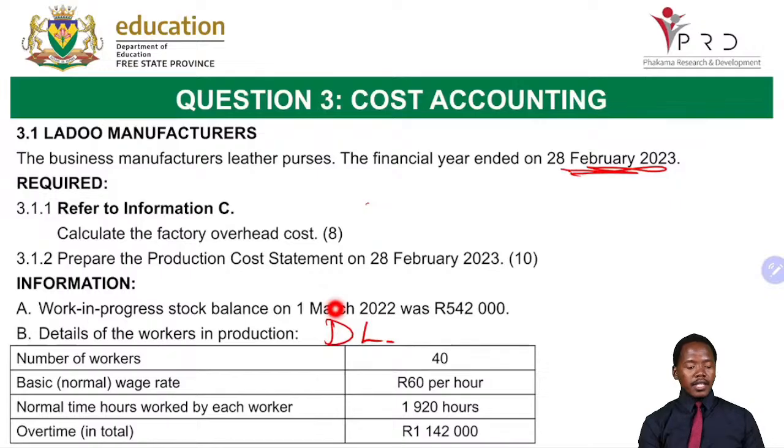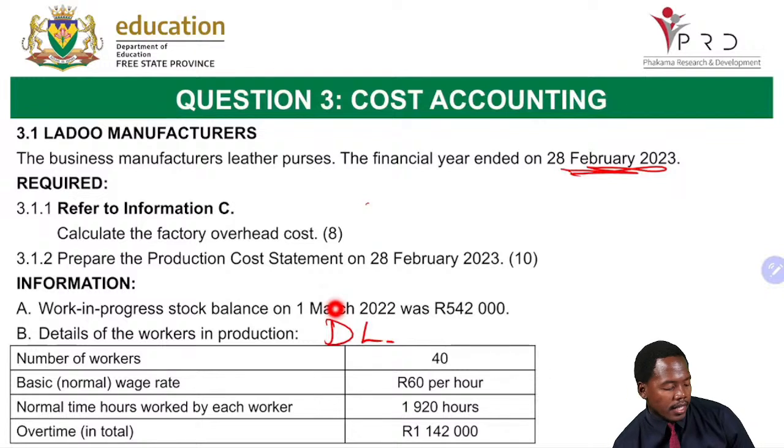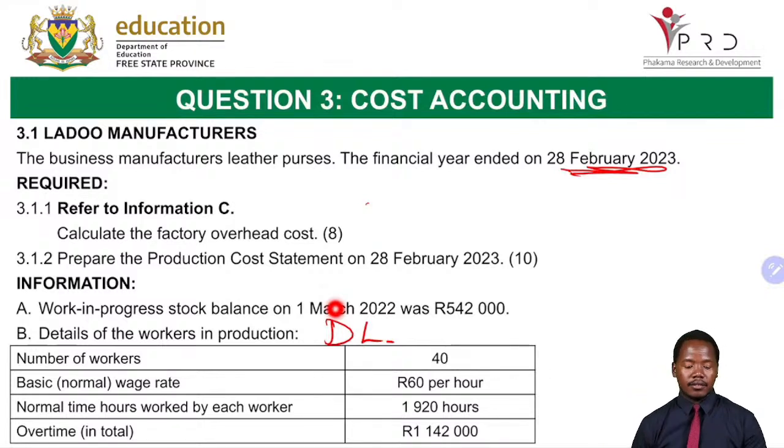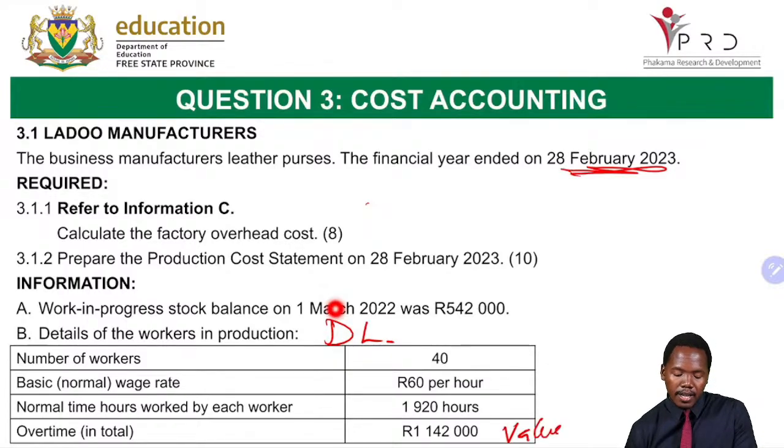Number of workers, 40, basic wage or rate would be 60 rands per hour. Normal time hours worked by each worker, 1,920. Overtime in total, you are given an amount here. So we are lucky because an amount is just given. So this is the value, the rand amount.